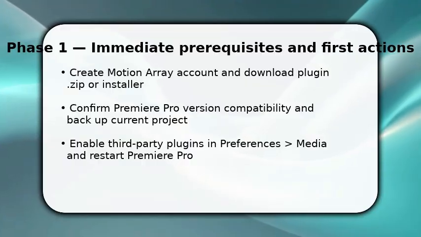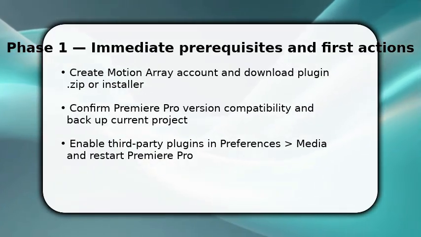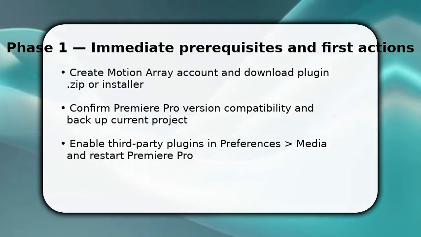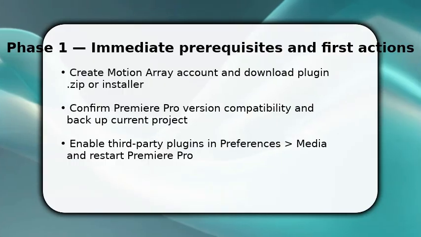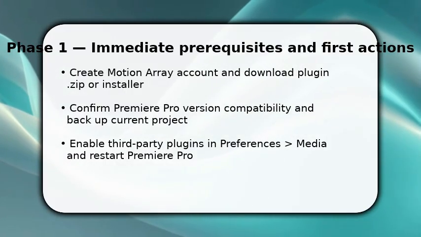You start by getting the Motion Array plugin installed. Download the package and unzip if needed. Once done, run the installer or copy the plugin file into Premiere Pro's Extensions/Plugins folder, and make sure your Premiere version matches the plugin's requirements.